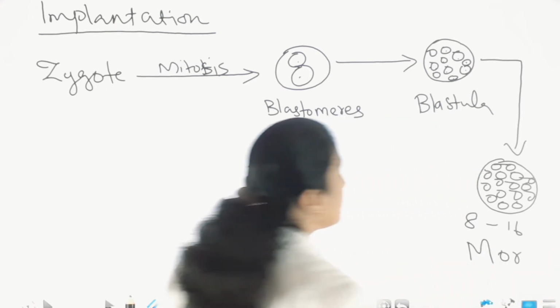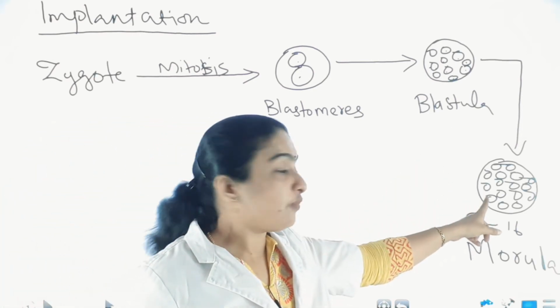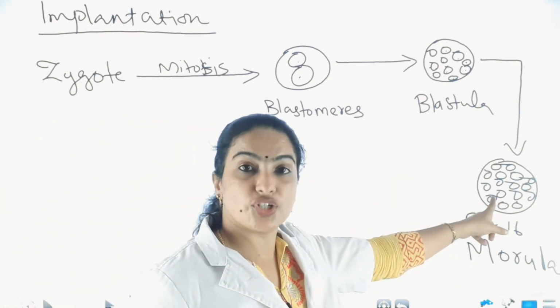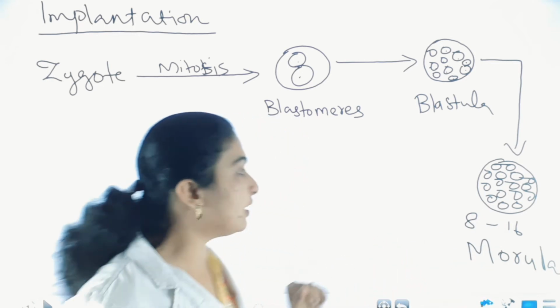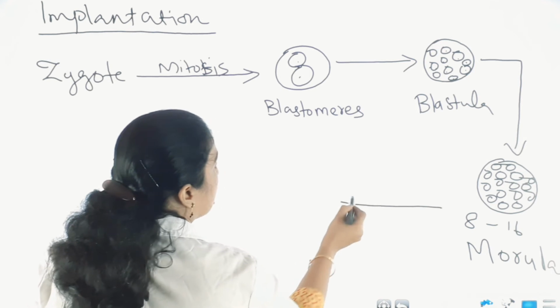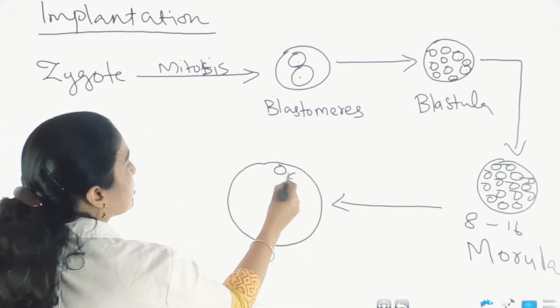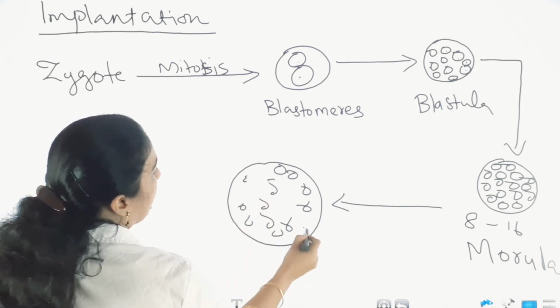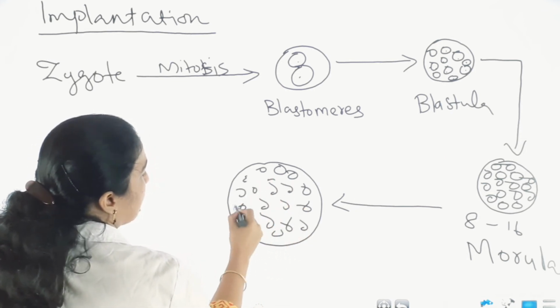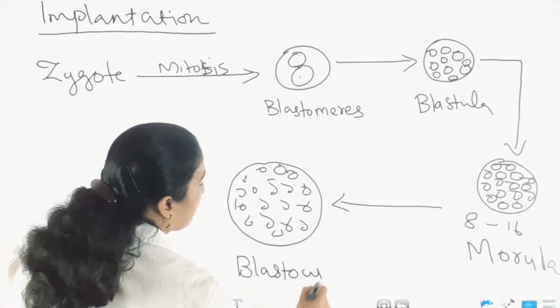Morula. So, this is the morula stage. We can say the embryo with 8 to 16 blastomeres is called a morula. Is it clear? Then the morula undergoes development to form a large mass of cells, and that is known as the blastocyst.